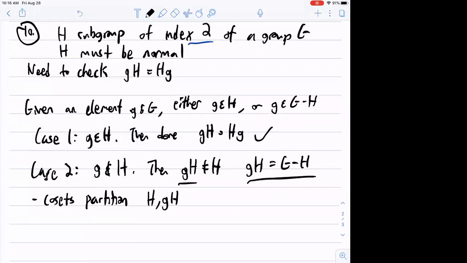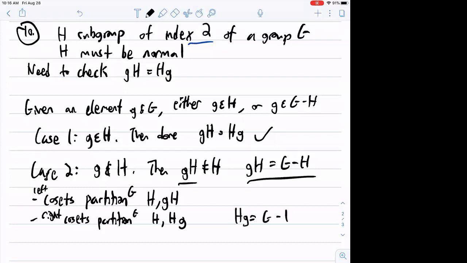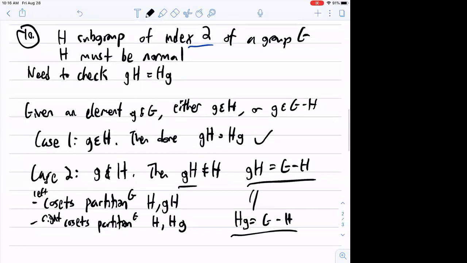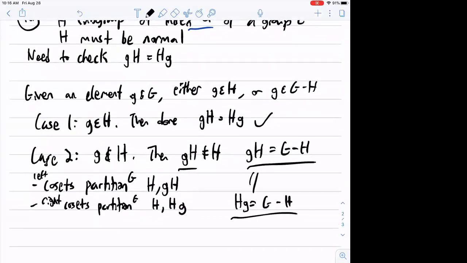And then same for the left. So this is left. So right cosets partition G, and I have 2 of them given by H and Hg. So it must be Hg is also G minus H, and then you're done. So they're equal. So no, if it's index 3 or higher, it might not be.